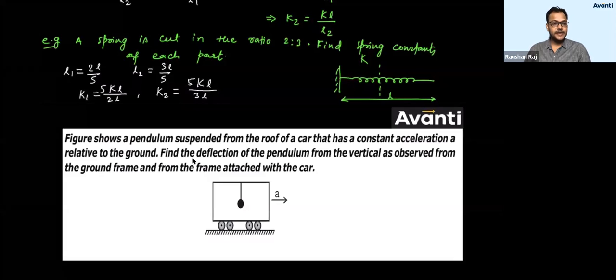A spring has been cut into two parts, and the ratio will be given to you. Then they have been joined in parallel. Find the equivalent spring constant.